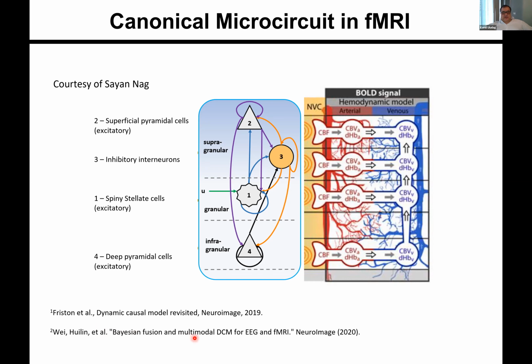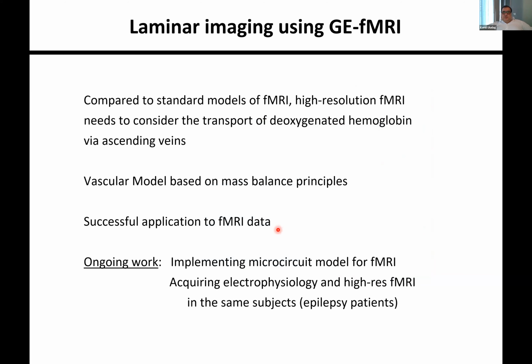He and others are working on dynamic causal modeling using EEG, and we are trying to link laminar fMRI with dynamic causal modeling using EEG, but also use other microcircuit models and try to see whether we can make fMRI, laminar fMRI, and electrophysiology in agreement with each other. With that, I'm at the end of my talk.